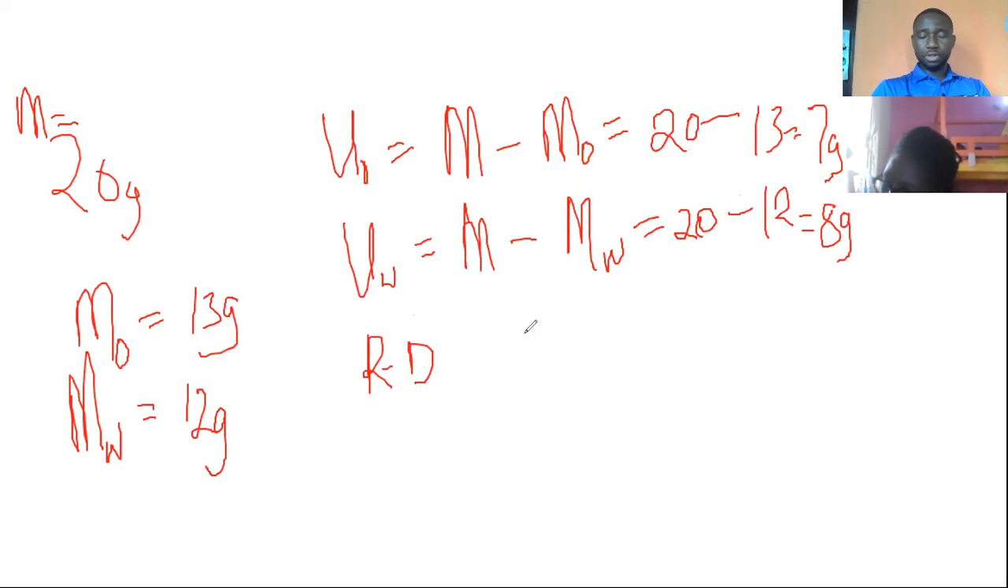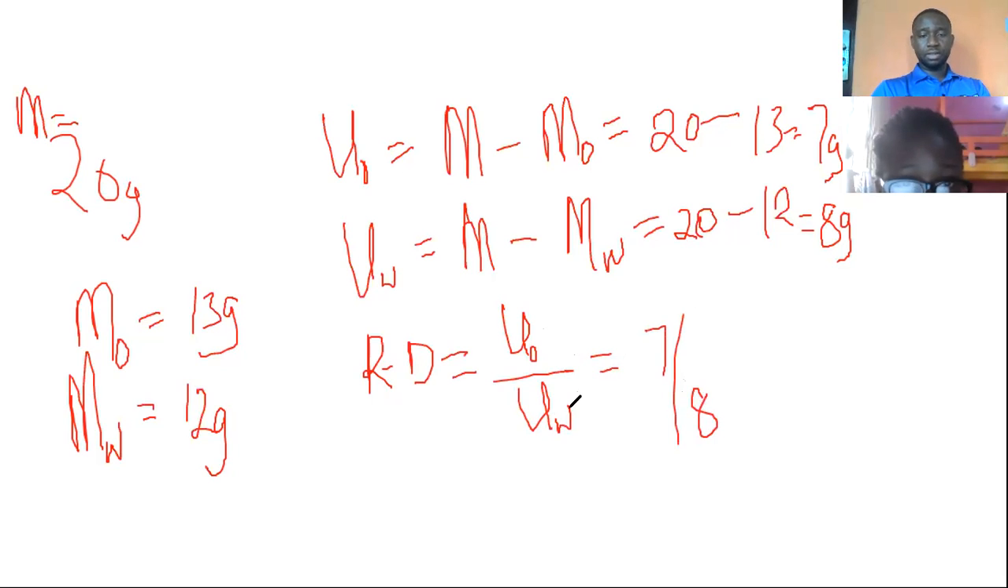which is the upthrust the body experienced in the fluid, over that of water experienced in water, becomes 7 over 8. Now that's the relative density of oil, and the relative density of water would just be 8 over 8, which is 1. Remember, we said relative density has no units, so we leave it without units. Do you understand that, please?